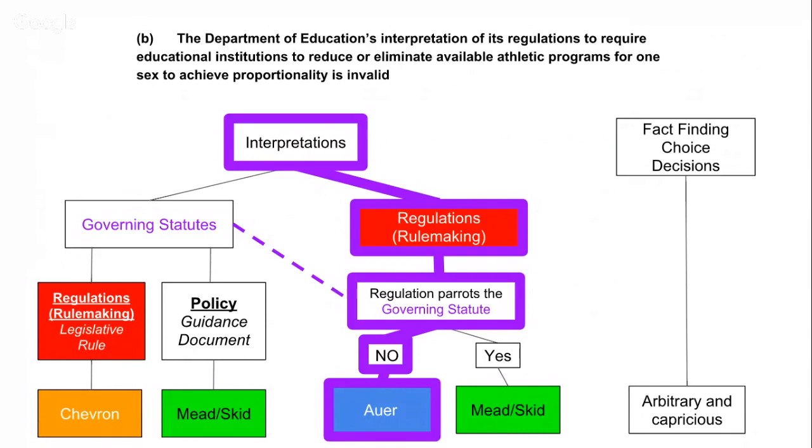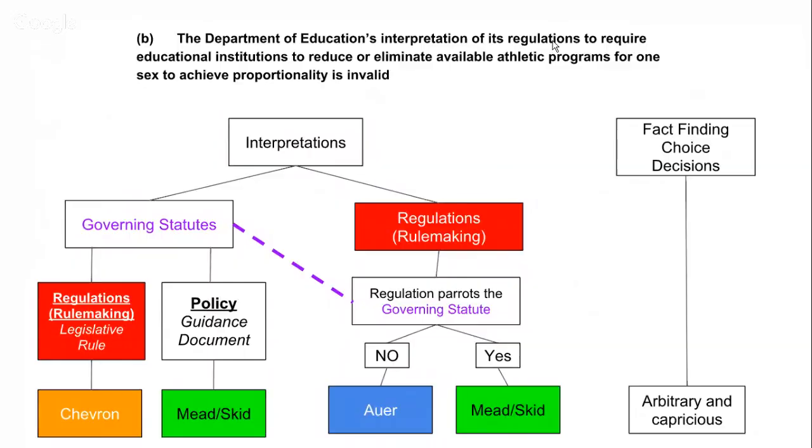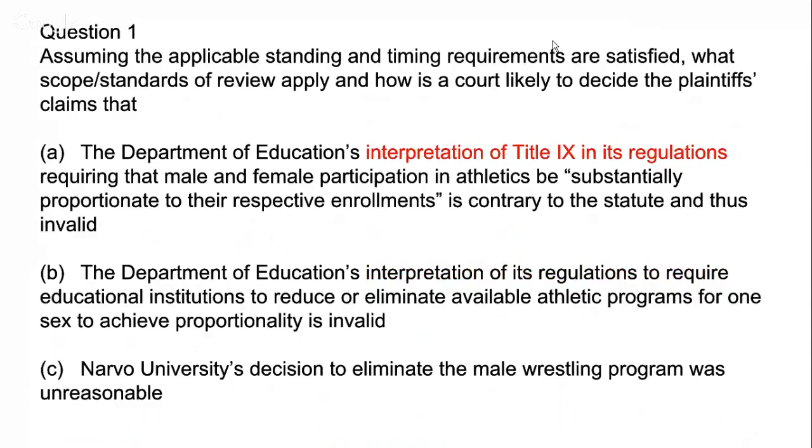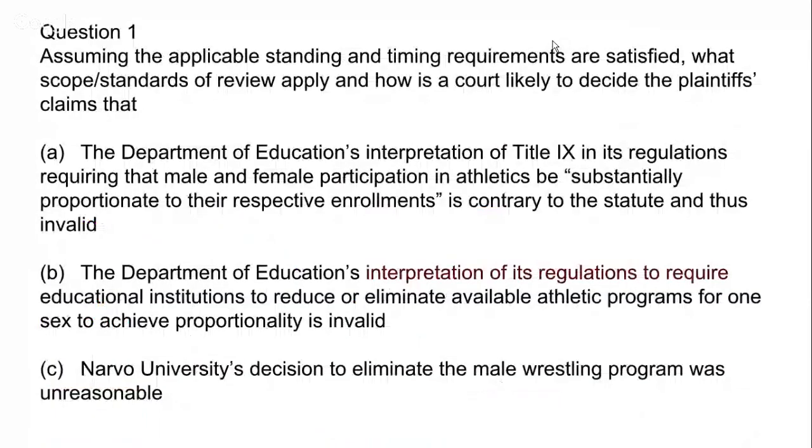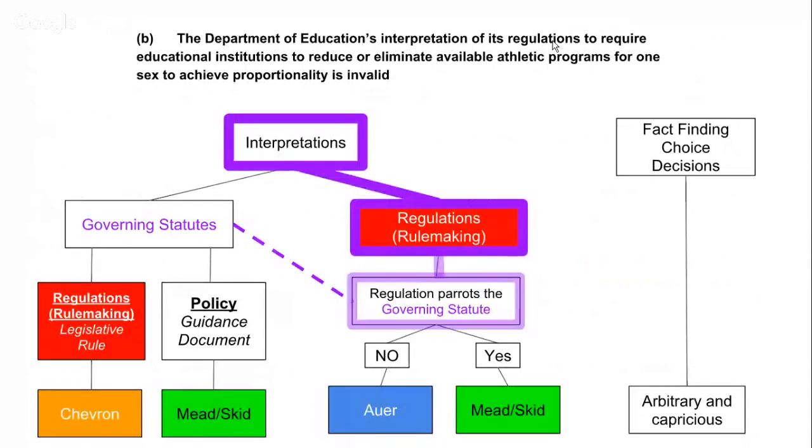Well, here it clearly says the Department of Education's interpretation of its regulation. You see that, of its regulation? So yes, it clearly says regulation. And even going back, in the first one, it says interpretation of Title IX. Now, when we read the fact pattern, you'll see Title IX is an enabling statute, a statute that gives the agency the authority. So that's why we know this one is a governing statute. And then for the regulation, it just says interpretation of its regulation. So that's what leads us to this piece where it says rules and regulations.